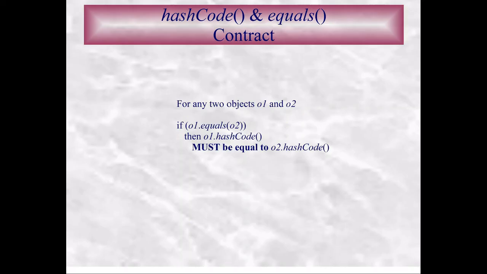It's saying that for any two objects of the class, if those two objects are business equal to one another, then they definitely must have the exact same hash code. There's no other way about it. That's what it's saying, and that's all it is saying.